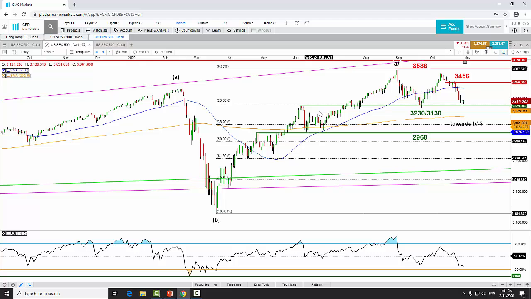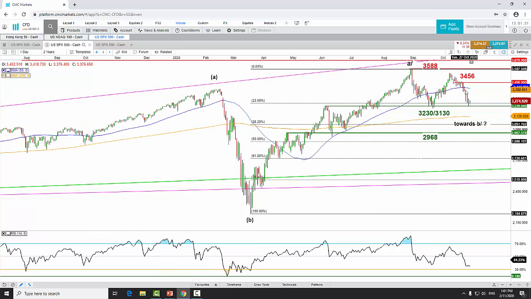Before I jump into the 4-hour chart, two key elements I want to highlight on the daily chart. As we could see, the SPX 500 has already broken down below the 50-day moving average. The next key support level to watch will be at 3230, the former swing low of 24th of September, followed by 3130, which is the 200-day moving average.